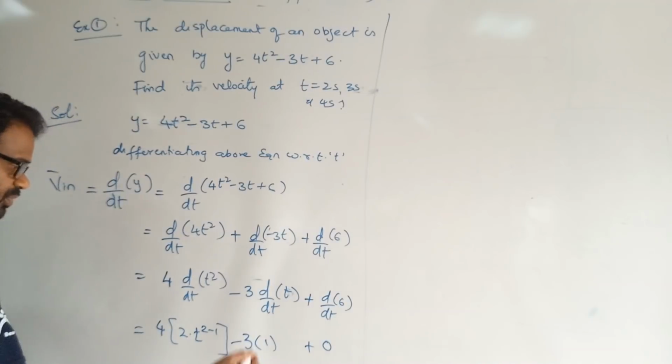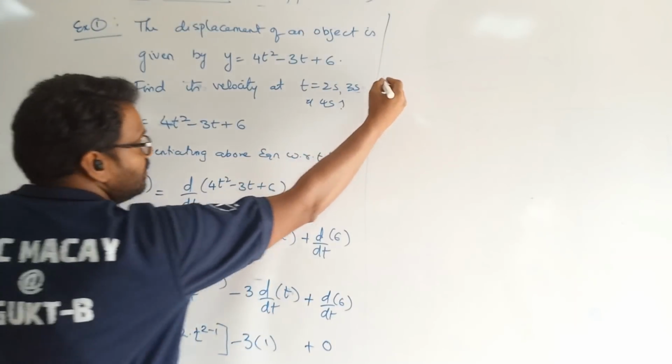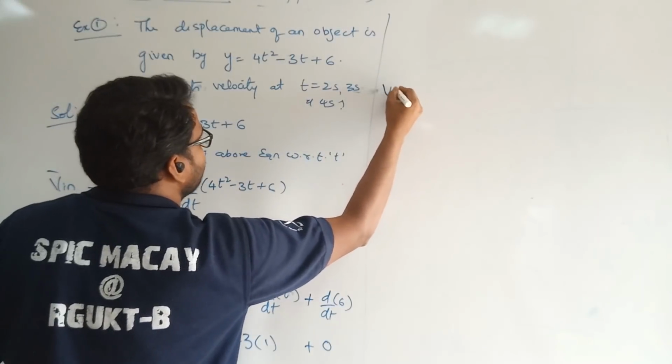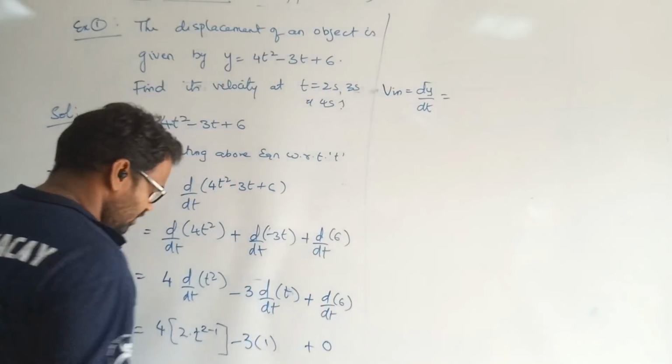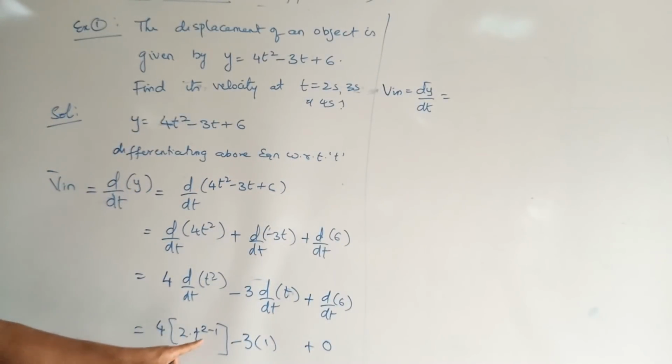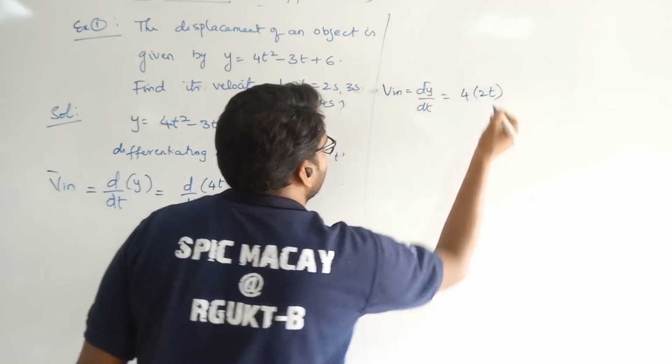Now, continuing, what are you going to get? I'll write it here. v instantaneous equals dy/dt equals, what have you got for d/dt now? 2t to the power of 2 minus 1, that is t to the power of 1. That is 4 times 2 into t. Can I write that?